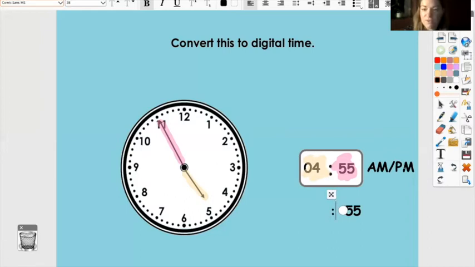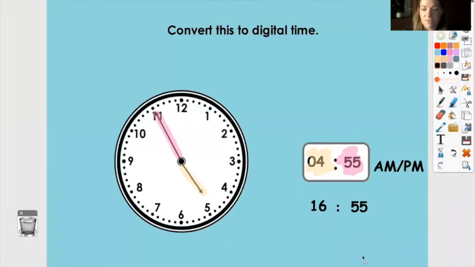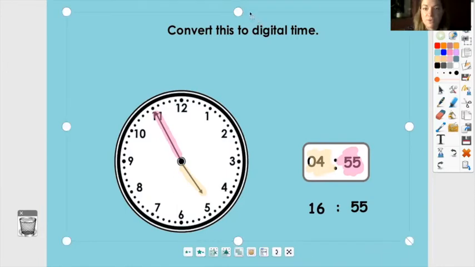If it were in the afternoon, I would take that 4 and I would add 12 hours to it. So 4 add 12 is 16. So in the evening, 4:55, 5 to 5, is shown as 16:55. And by using this 24-hour format, it reduces the need, I don't need this AM and PM anymore, because if I know I'm on a 24-hour format, 4:55 must be in the morning because 16:55 is in the afternoon.